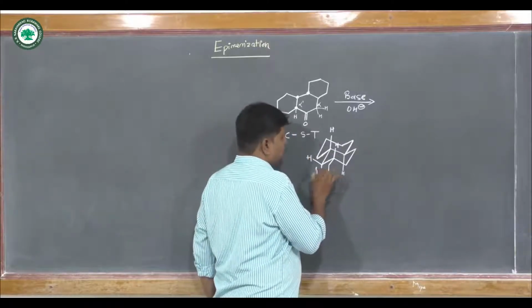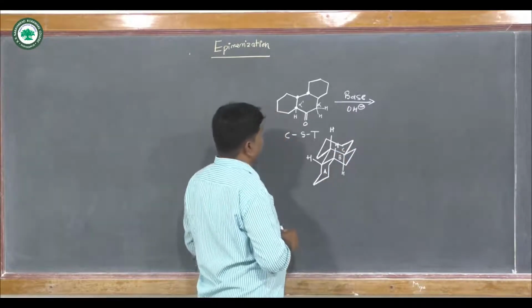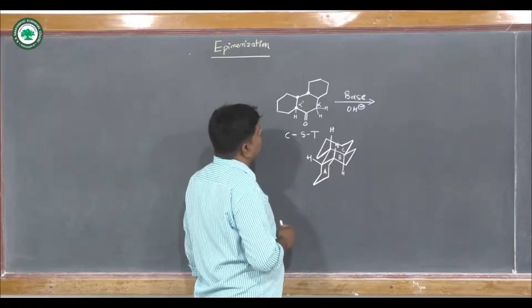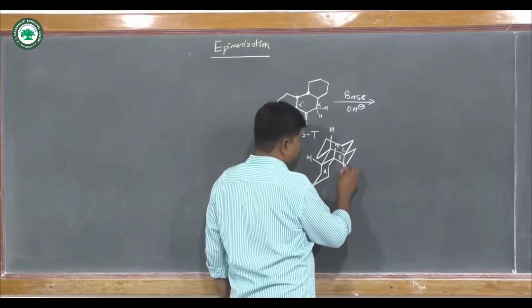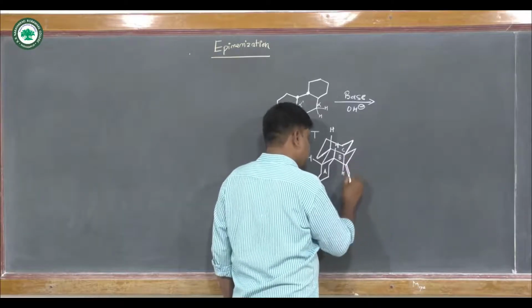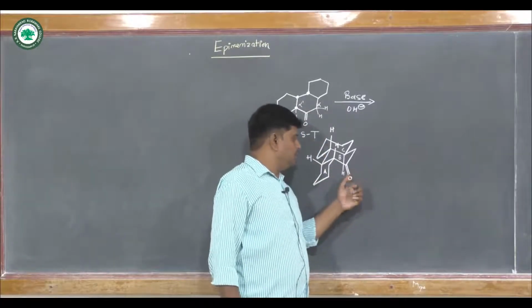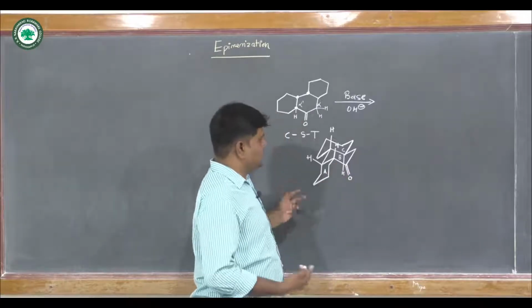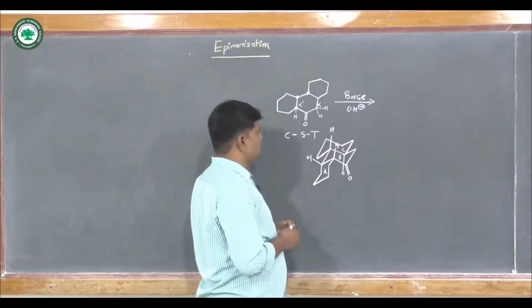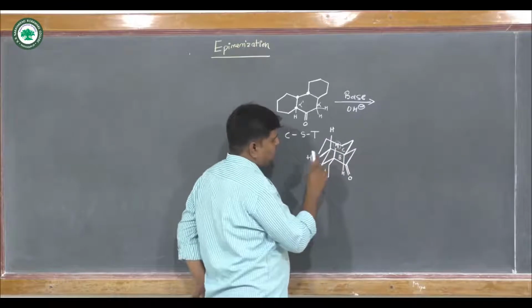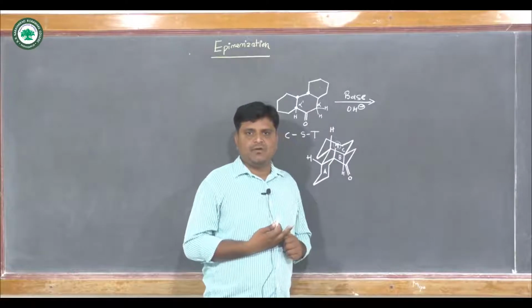Suppose this one is the A ring, this is the B ring, and this is the C ring. On the B ring we have a carbonyl group, so we write that carbonyl on this carbon atom, which is the actual position according to the planar structure. According to this chair conformation, the proton on this carbon atom is highly acidic and is present at the axial position.